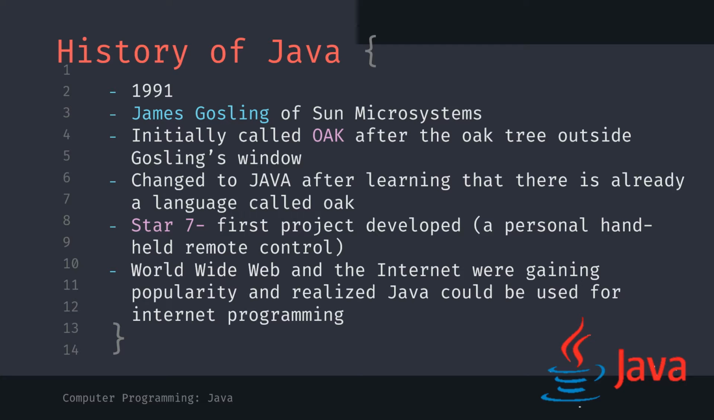History of Java. Java was created in 1991 by James Gosling of Sun Microsystems. It was initially called Oak in honor of the tree outside Gosling's window. Its name was changed to Java because there was already a language called Oak. The original motivation for Java was the need for a platform-independent language that could be embedded in various consumer electronic products like toasters and refrigerators. One of the first projects developed using Java was a personal handheld remote control named Star 7. At about the same time, the World Wide Web and the Internet were gaining popularity. Gosling realized that Java could be better used for Internet programming.